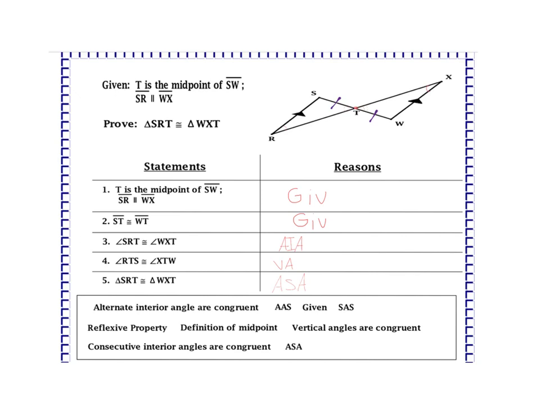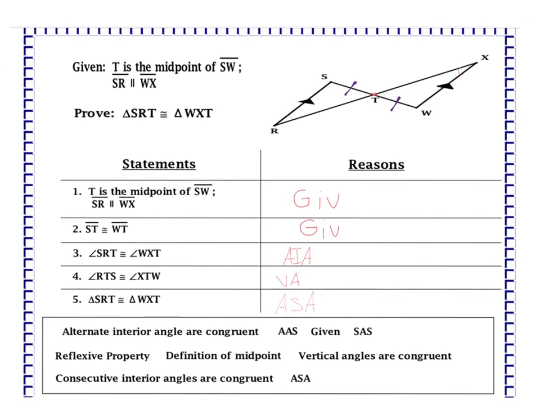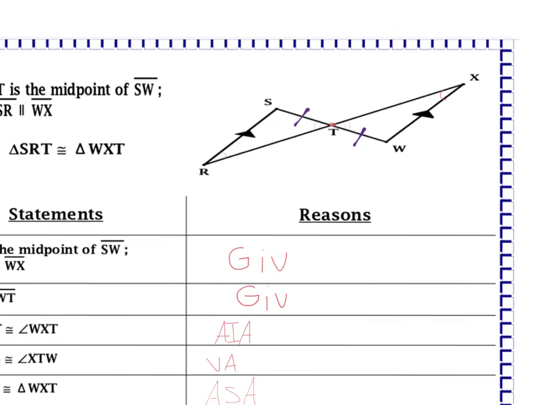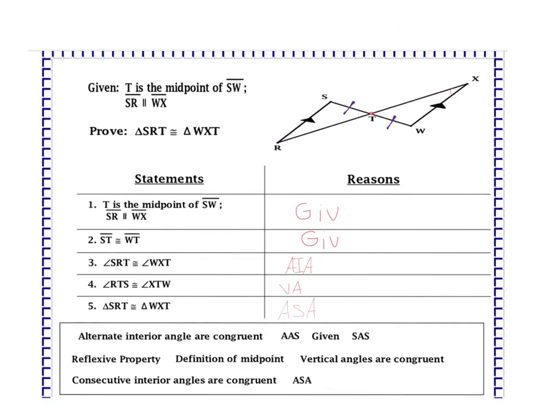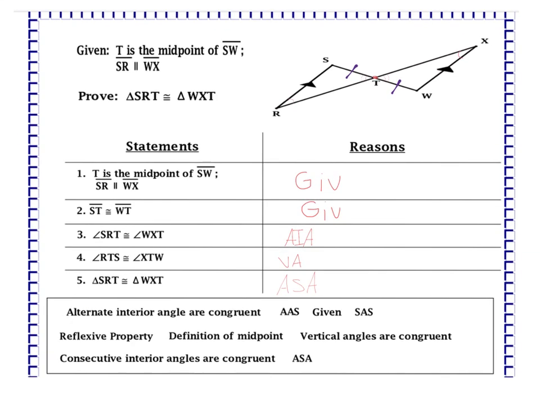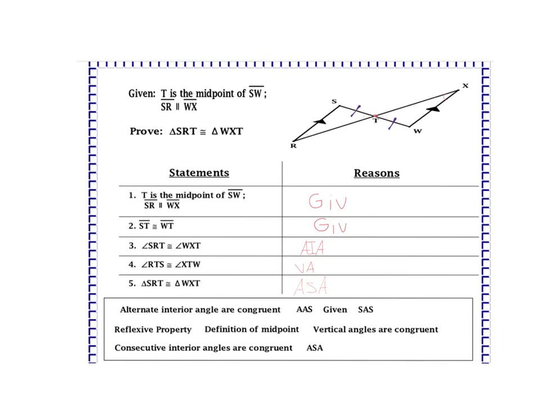Number 3, it says angle SRT is congruent to WXT, so you go XRT, which is here, and WXT, which is here, and that is alternate interior angles are congruent, as they're both inside a transversal, that is here, and they are on alternate sides of one another.